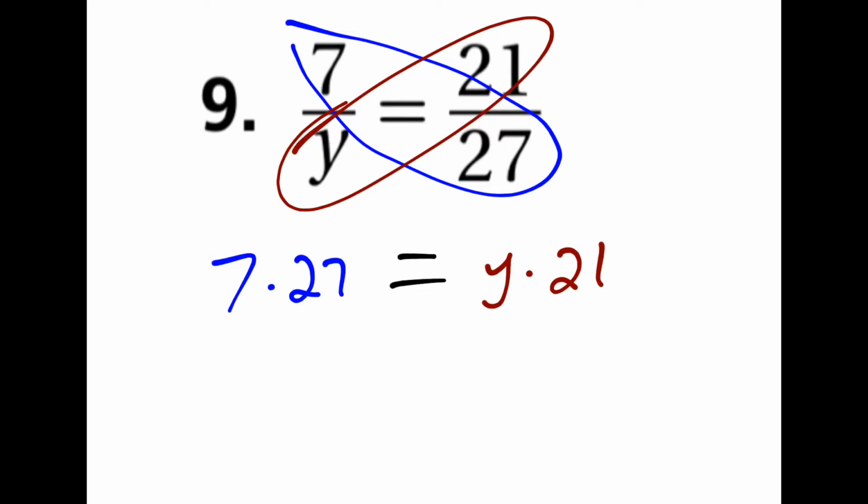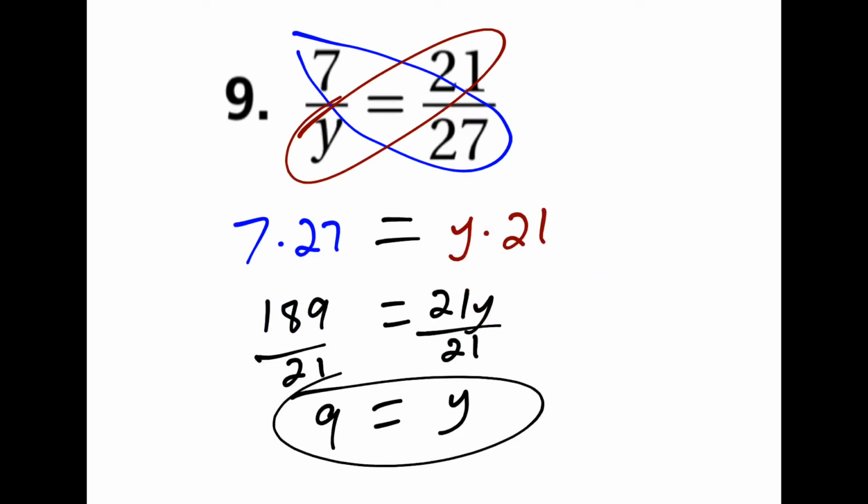Number 9, same steps, cross multiply. 189 is equal to 21y, divide by 21, y is equal to 9. If you were to plug a 9 in there, these ratios would be proportional.